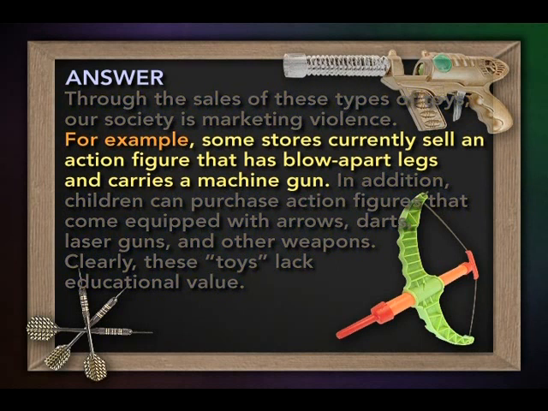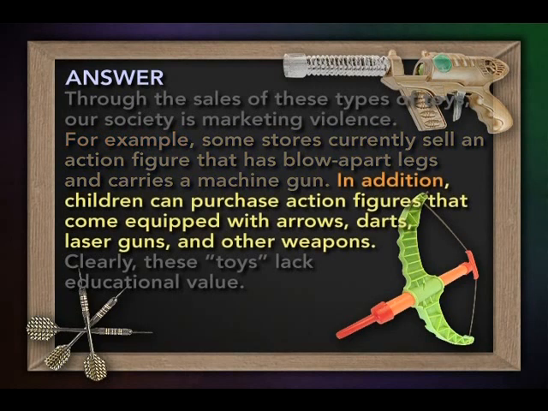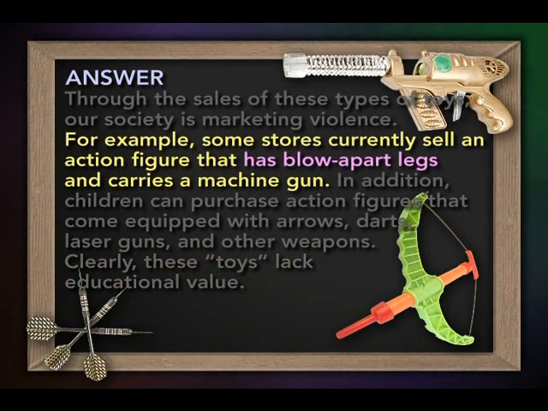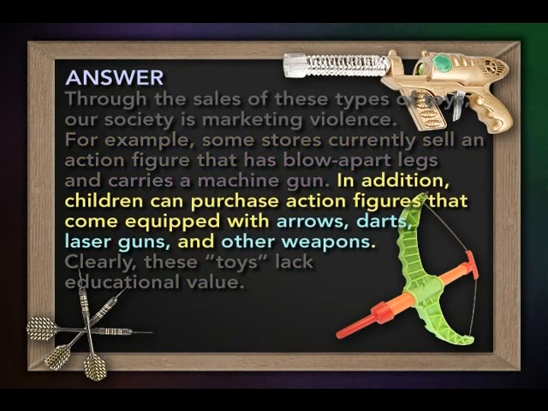I used "for example" because some stores currently sell an action figure that has blow-apart legs and carries a machine gun is an example of a toy that is being marketed for violence. I used "in addition" to show another example, and I used "clearly" for emphasis. In addition, I used a great deal of parallel structure. Has blow-apart legs parallels carries a machine gun. Arrows, darts, laser guns, and other weapons are all parallel because they are all nouns.